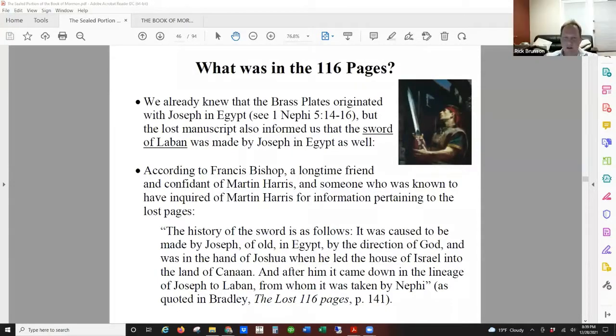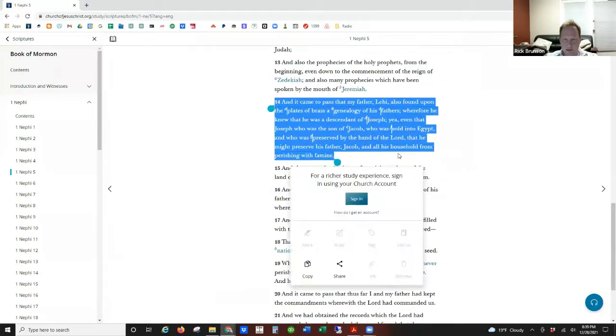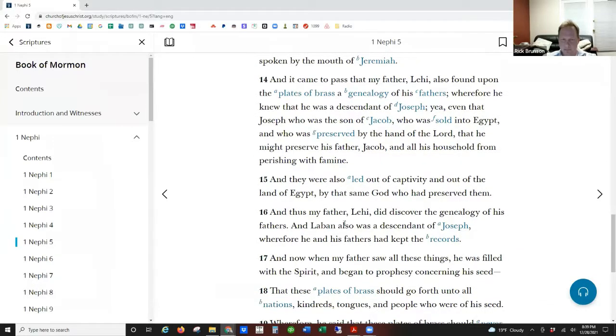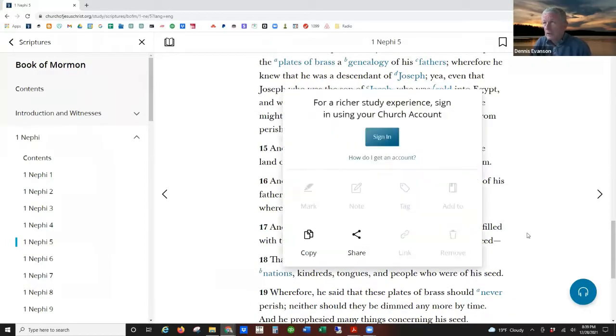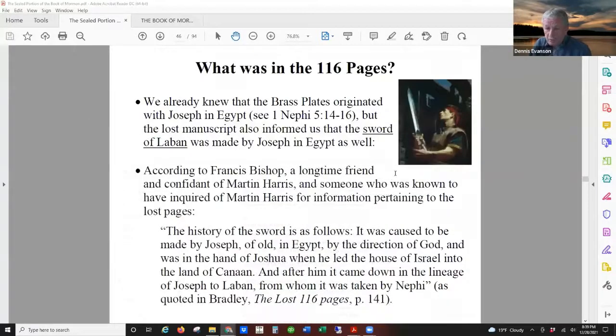Well, let's read verse 14 and 16 here. It said, "It came to pass that my father Lehi also found upon the plates of brass the genealogy of his fathers, wherefore he knew that he was a descendant of Joseph, who was sold into Egypt, and who was preserved by the hand of the Lord." Certainly, Joseph's story, history, genealogy was included. I'm just wondering if you're taking.